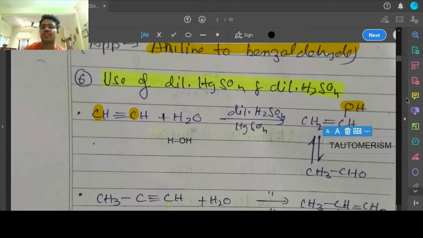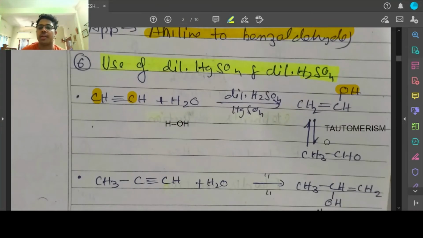Tautomerism. This is known as tautomerism. It automatically converts into CH3CHO. So CH2=CHOH: one hydrogen comes from this. The oxygen-hydrogen bond breaks and the oxygen acquires a negative charge. This thing is done, and this other bond also breaks.